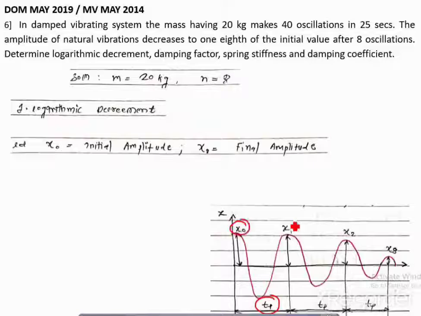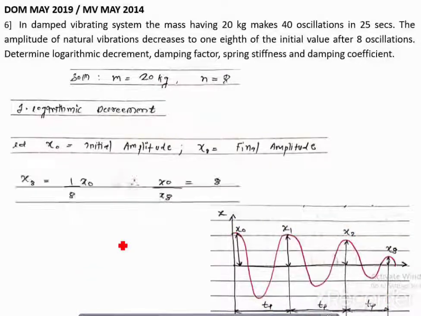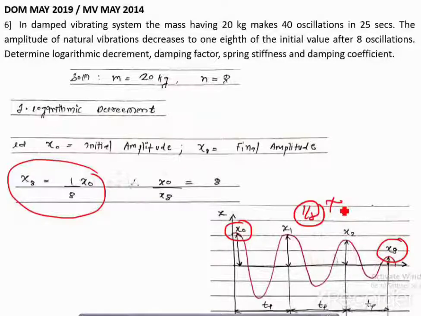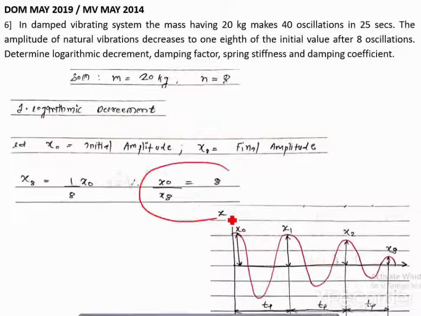From x0 to x1 is, let us say, one cycle, x1 to x2 is the second cycle, this is the third and onwards. So this is nothing but the time period. Now why I have drawn this diagram, you will understand. First of all, we know x8 is equal to 1 upon 8 into x0. See, the amplitude of vibration decreases to 1/8 of the initial value. It means this x8 is decreased from x0 by 1 upon 8 times. You can understand this from this figure. So x0 upon x8 is equal to 8.